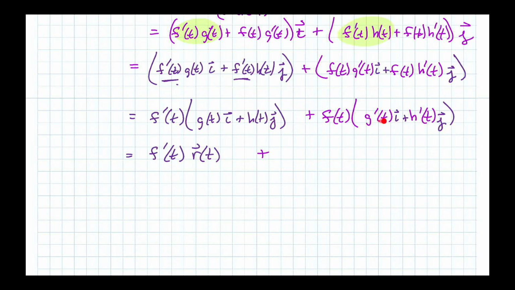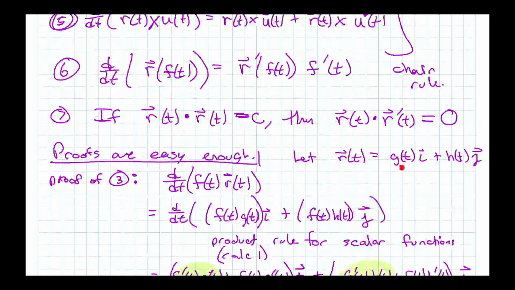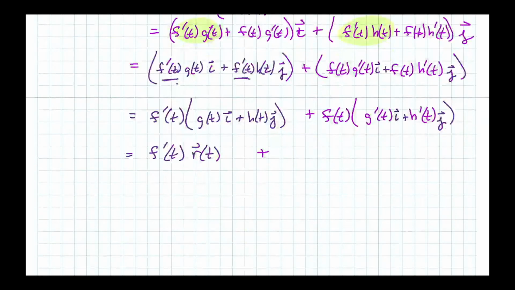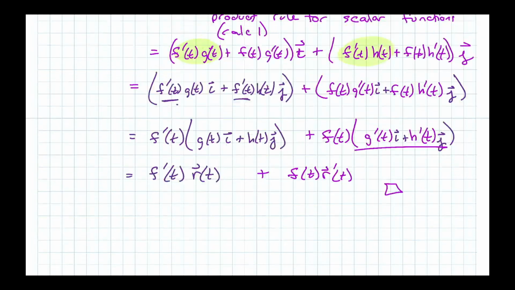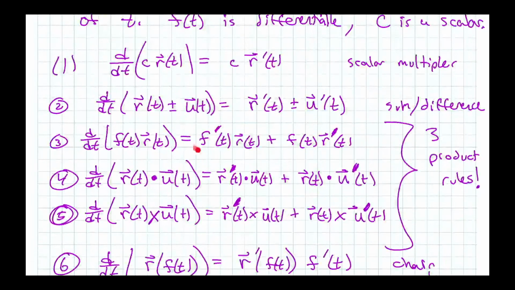So look at this, g prime i, h prime j. Well, that's just the derivative of the g and the derivative of the h, right? So if you take the derivative of the g and the derivative of the h, that's how you get r prime. So this is just r prime. So this is f of t r prime. And then that's done with the proof because this is the product rule that we have here.